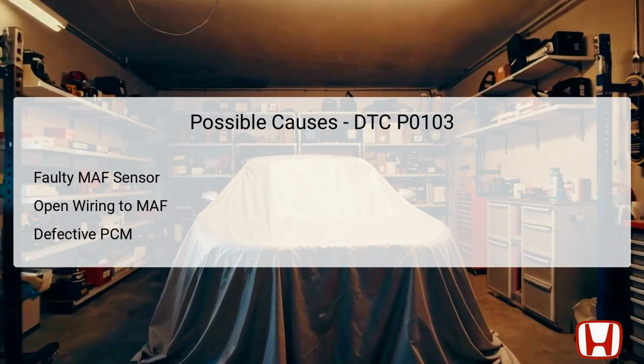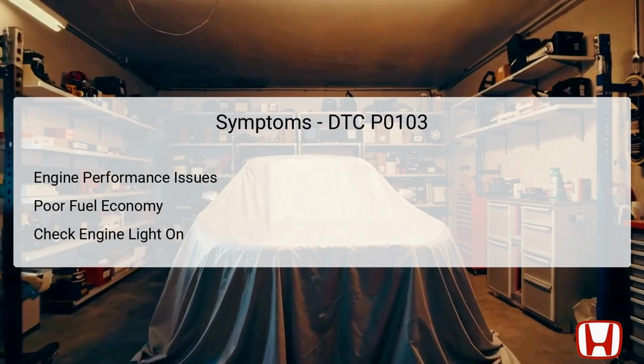When DTC P0103 is present, various symptoms could manifest, impacting the vehicle's overall performance. One of the most common indicators is the check engine light illuminating on the dashboard, prompting a need for diagnostic checks. The engine may exhibit performance issues, such as stalling, rough idling, or hesitation during acceleration due to the incorrect air-fuel mixture caused by the faulty MAF readings.